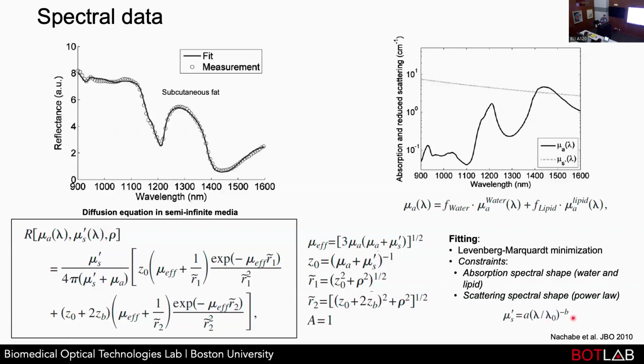And with those constraints, and absorption and scattering, you can converge on a more unique answer. You can also add constraints saying my absorption and scattering can only be so low or so high. My extraction of water and lipid have to be within certain bounds if you know something about the tissue you're looking at. Yeah, Bernard.